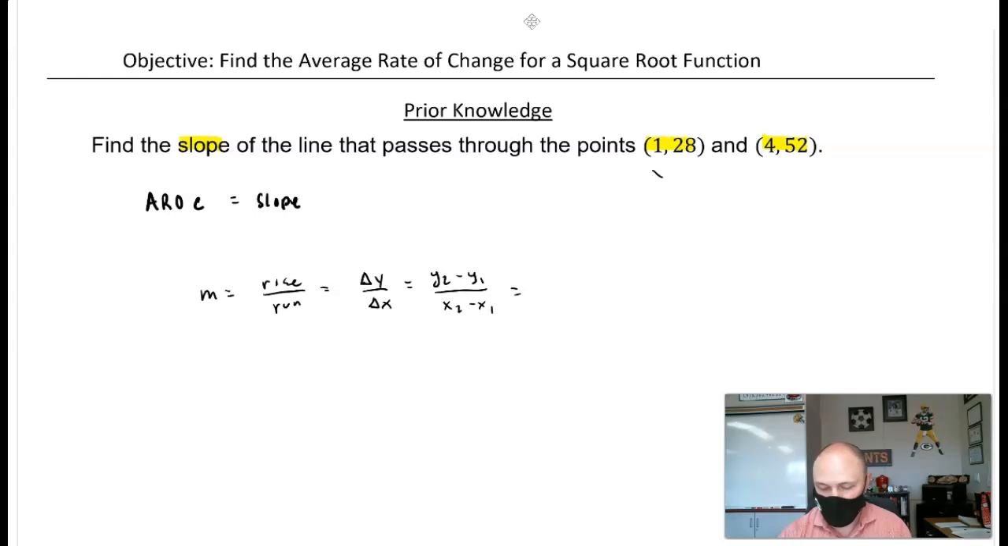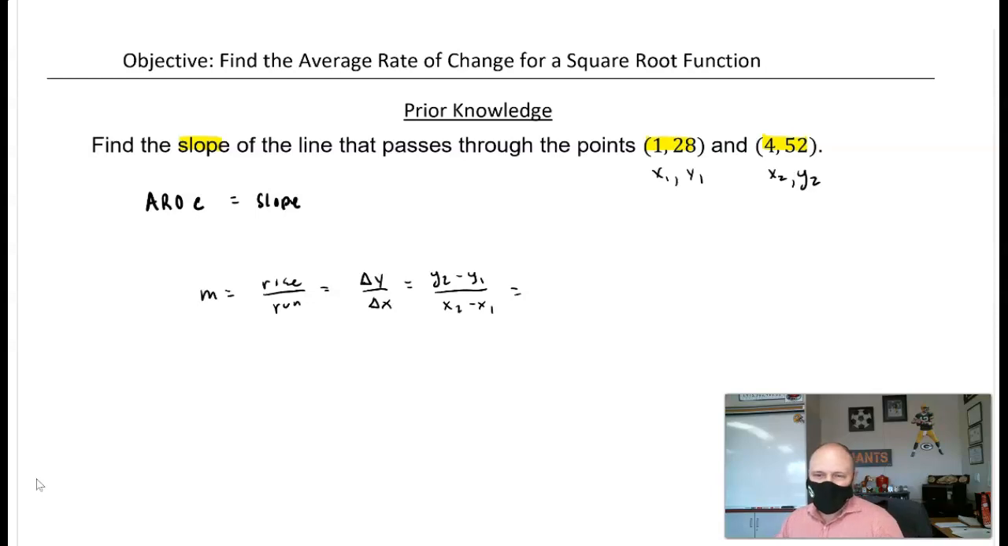So my first point, (1, 28), that will be x1, y1. (4, 52), this will be x2, y2. So those are 2 points. Okay, take a minute, go ahead, plug those values in, and let's see what you get.